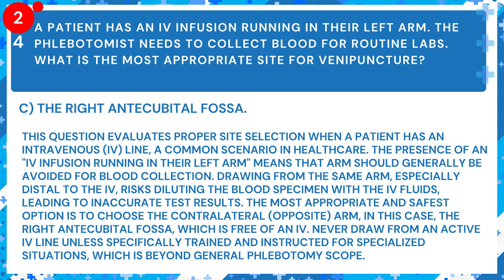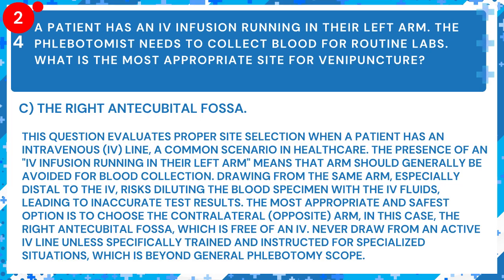Answer: C. The right antecubital fossa. Explanation: this question evaluates proper site selection when a patient has an intravenous IV line, a common scenario in healthcare. The presence of an IV infusion running in their left arm means that arm should generally be avoided for blood collection. Drawing from the same arm, especially distal to the IV, risks diluting the blood specimen with the IV fluids, leading to inaccurate test results.